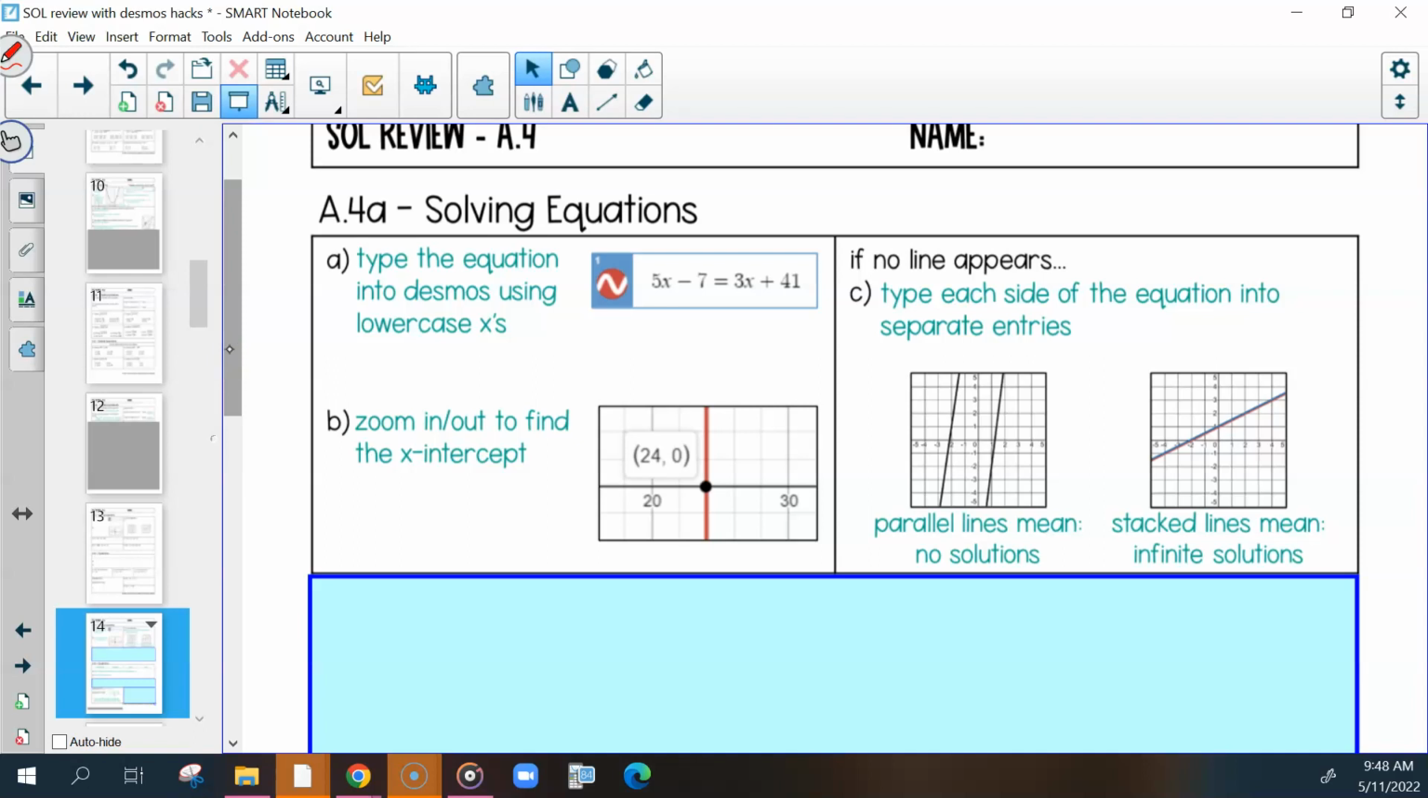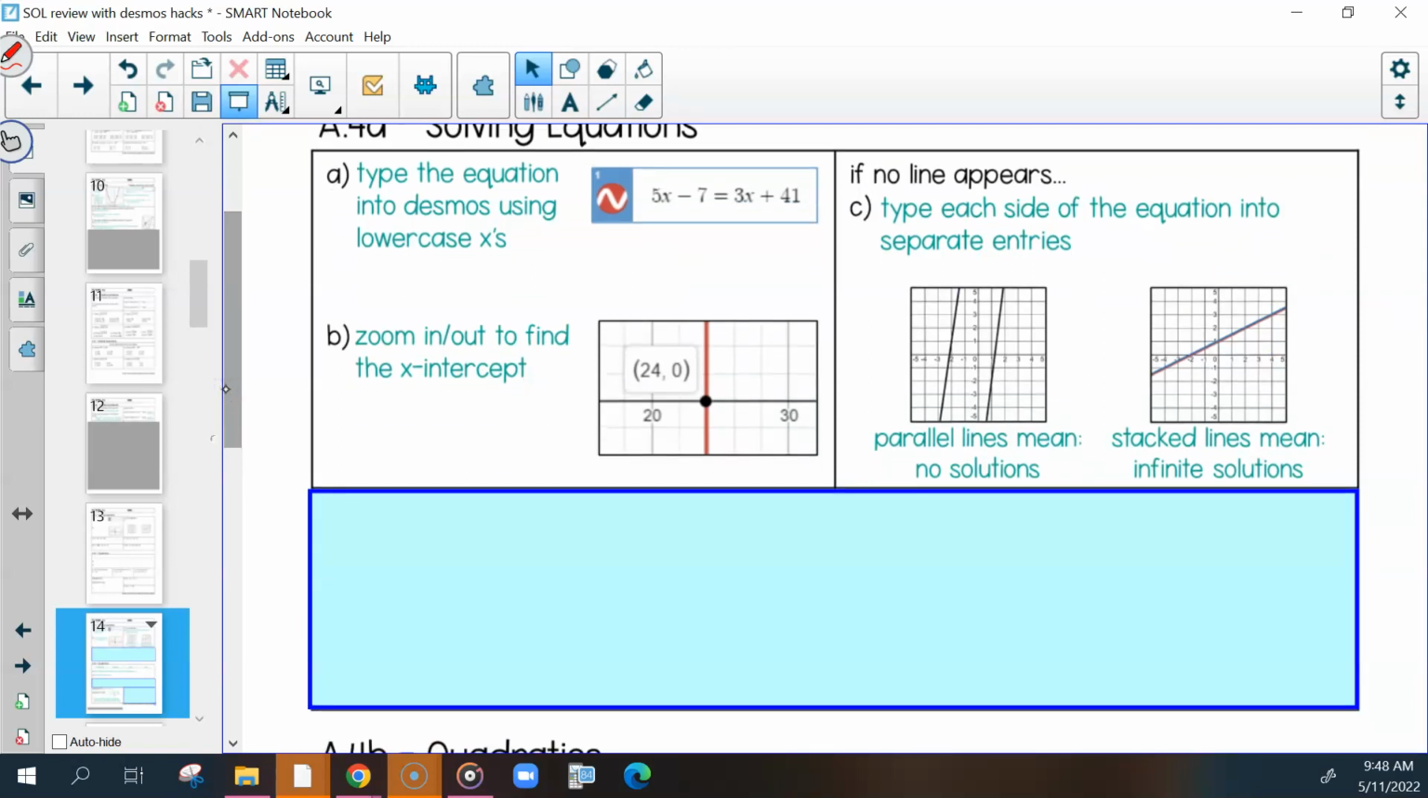We're now in A4, solving equations. So when you use Desmos, you can type the equation into Desmos using lowercase x's, not y. So if the equation has some other variable, you have to use x. And then you may need to zoom out depending on how big or small it is, and find where that vertical line crosses your x-axis. And that would be your solution. X equals whatever that number is. However, if you keep zooming out and no line appears, then you have to put both sides in separately.